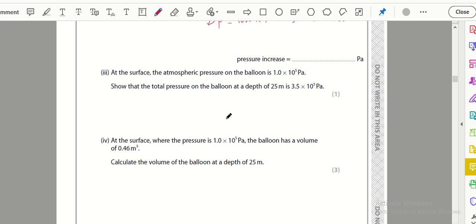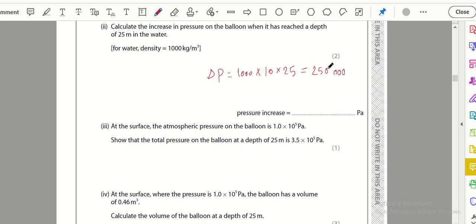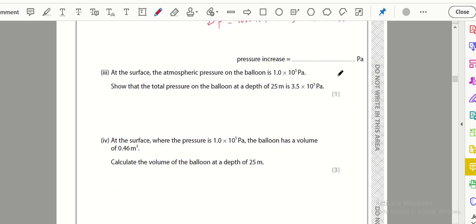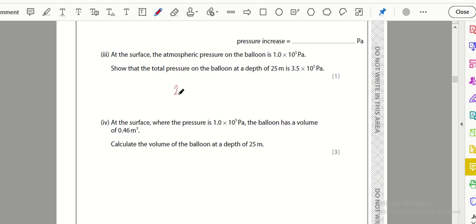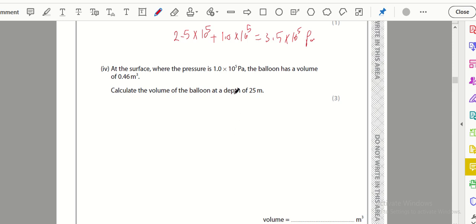At the surface, atmospheric pressure is 10 to the 5 Pascal. Show that the total pressure at a depth of 25 meters is 3.5 times 10 to the 5 Pascal. We will just add this atmospheric pressure to the pressure due to water, so it will be 2.5 times 10 to the power 5 plus 1 times 10 to the power 5, which is 3.5 times 10 to the 5 Pascal.